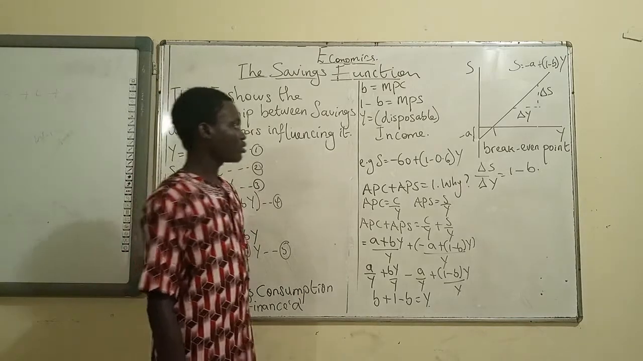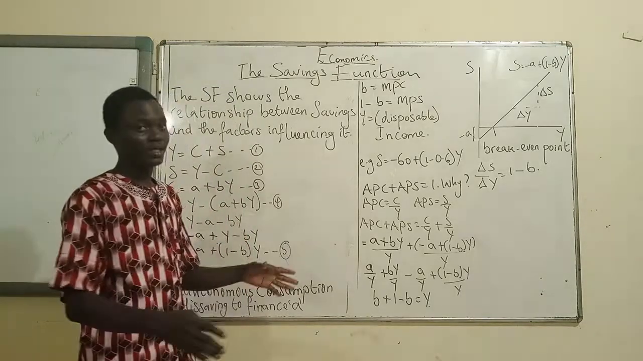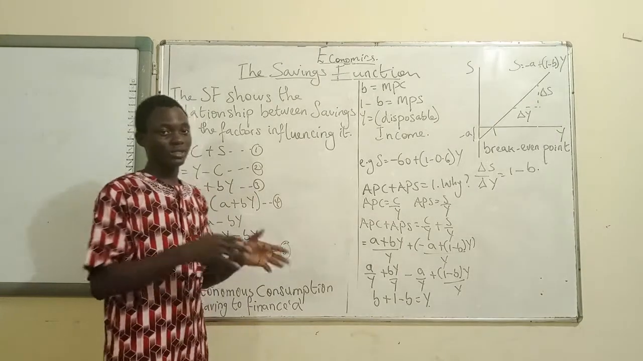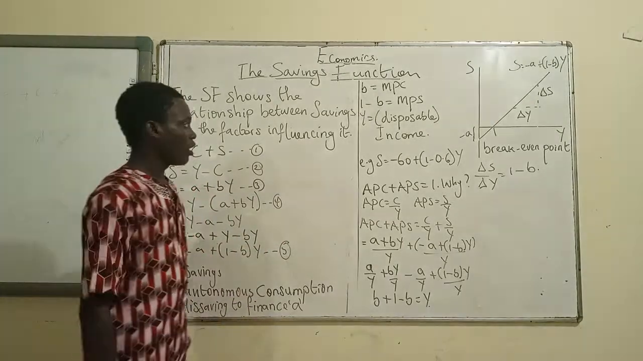So Y is equal to disposable income in brackets. Okay, because I've not really expanded it to include the tax element. All right.